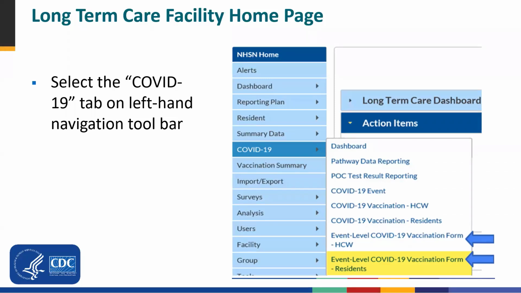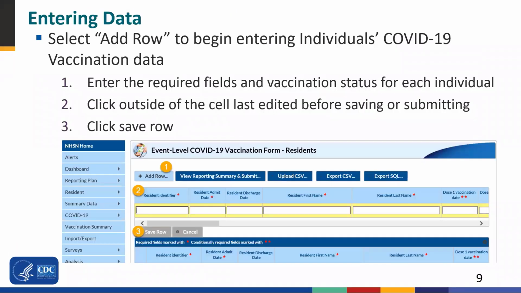Please note that these data are only for illustrative purposes and are not intended to reflect any actual facilities or individuals' names. To begin entering data into the Event-Level COVID-19 Vaccination Form, you will first click Add Row. Second, you will enter all required data. Third, you will click Save Row. As a note, please make sure you click outside of the cell you last edited before saving and submitting your entered data. Otherwise, the data in that cell does not save.